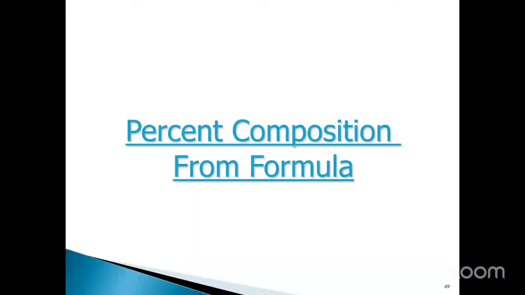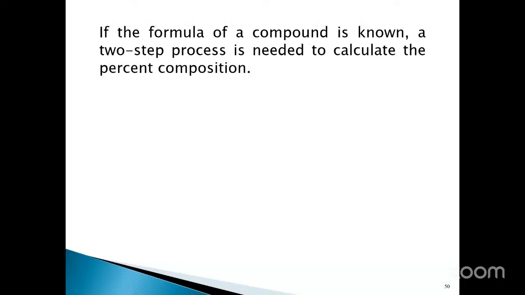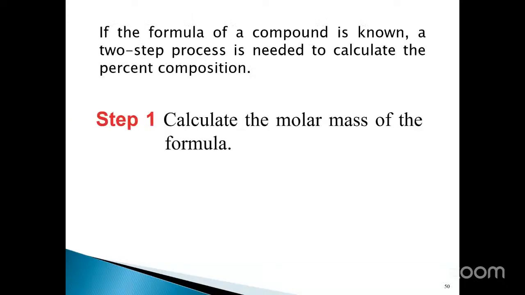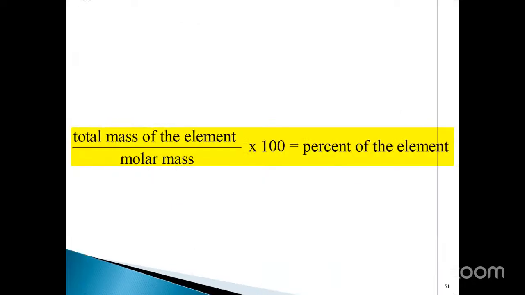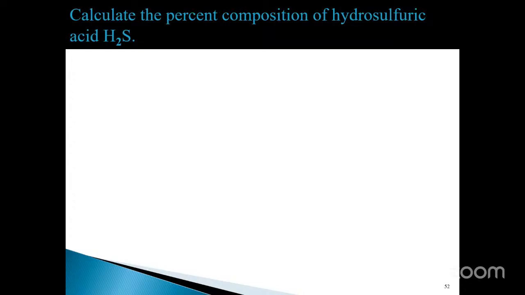And we can calculate that very easily, because all we have to do is get the molar mass of the compound if we know what the formula is, then divide the total mass of each element by the molar mass and multiply by 100. And that will give you the percentage of each element present, right? So this is the simple formula used to determine the percentage of each element in a particular substance. So for example, you're asked to determine the percent composition of hydrogen sulfide.